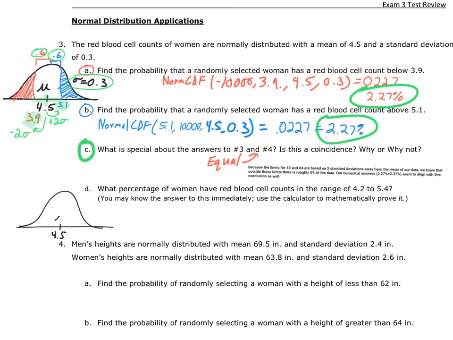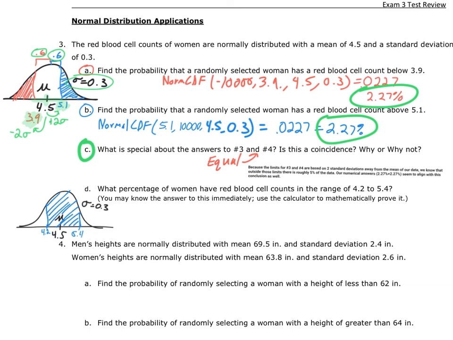I'll identify my mean and my standard deviation, just like before, and then I'm going to identify the region of the curve that I'm looking for. In this case, I'm looking for the region from 4.2 to 5.4, so I'll mark off that region. 4.2 is roughly here, and 5.4 is roughly here. So I'm looking for the percentage of women that exist within this range, this blue range here.